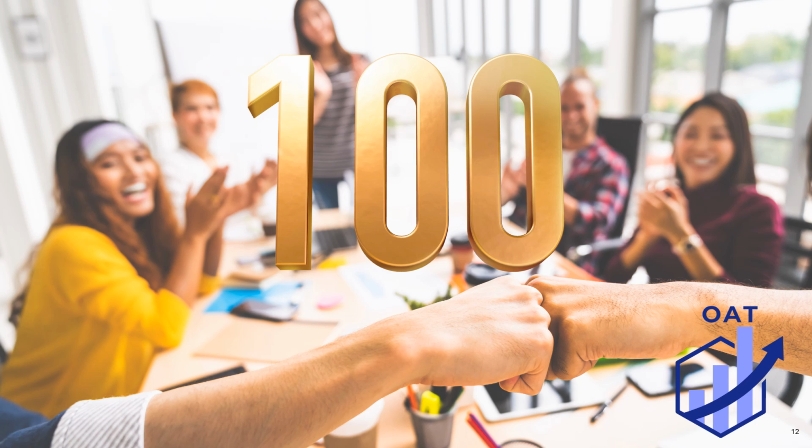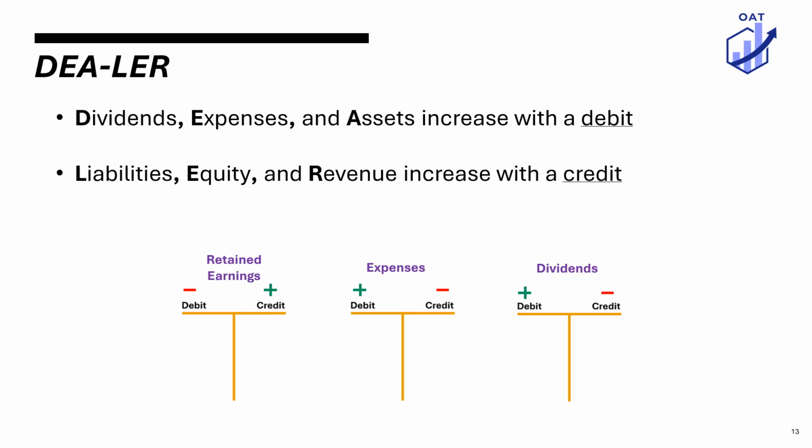On the next slide, I give you a special tool that will ensure success every single time. Use the acronym DEALER. This will ensure that you get every question correct. Dividends, expenses, and assets increase with a debit, and liabilities, equity, and revenue increase with a credit.